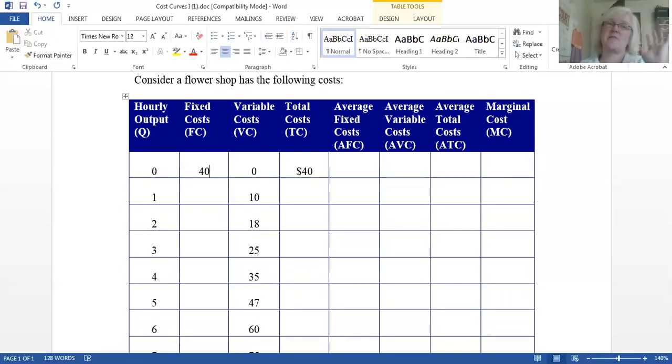If I can type it in. Okay. And I'm not going to worry about the dollar sign. I'm just going to put the numbers in at this point. They all are going to have dollars in front of them.